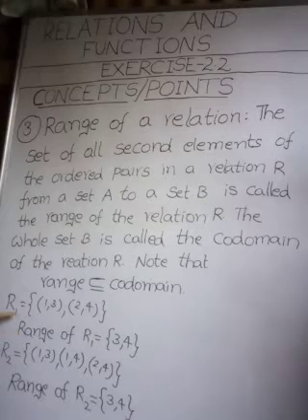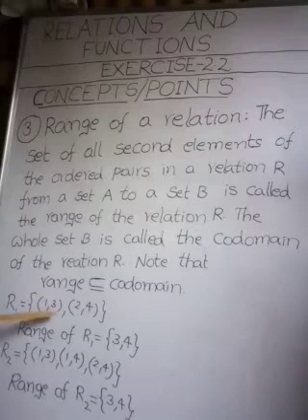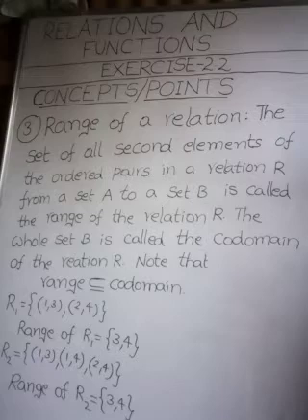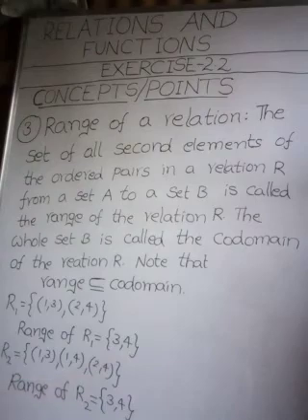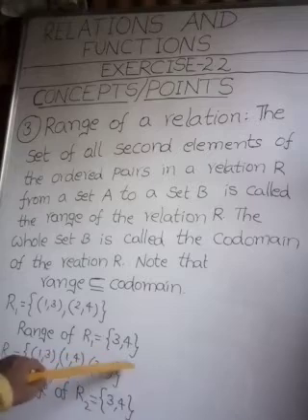Let R1, the previous example, R1 is equal to the set {(1, 3), (2, 4)}. Then what is the range of this R1? What is the second element of this ordered pair? 3. What is the second element of this ordered pair? 4. So the set {3, 4} is the range of the relation R1. Understood this point, my dear children?